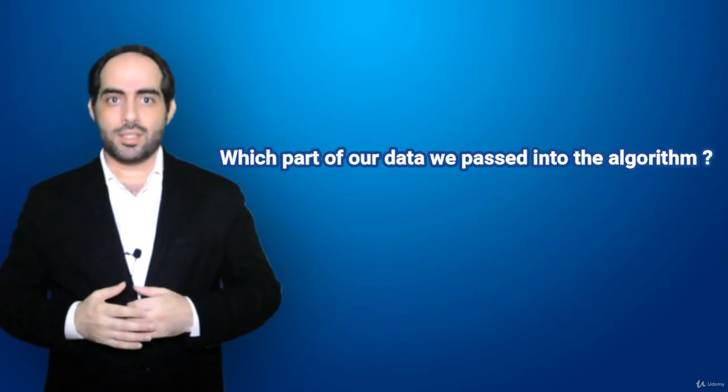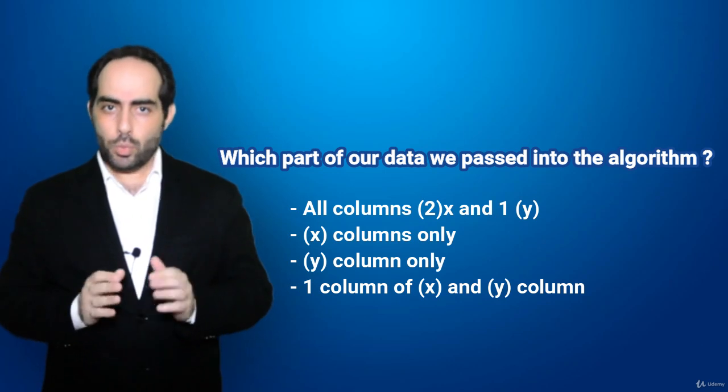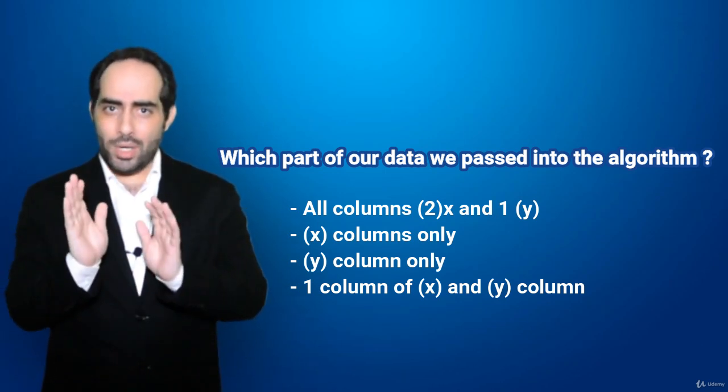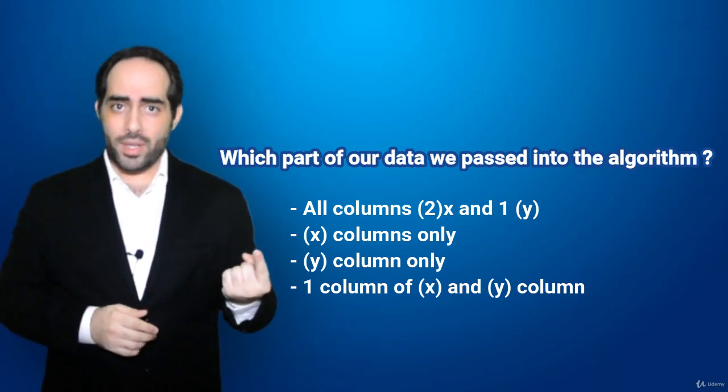And now, your homework will be to answer the coming smart card. The question is, when we were passing the training data into the machine learning algorithm, did we pass all columns, 2 X and 1 Y, or only X, or only Y column, or one column of X and Y?